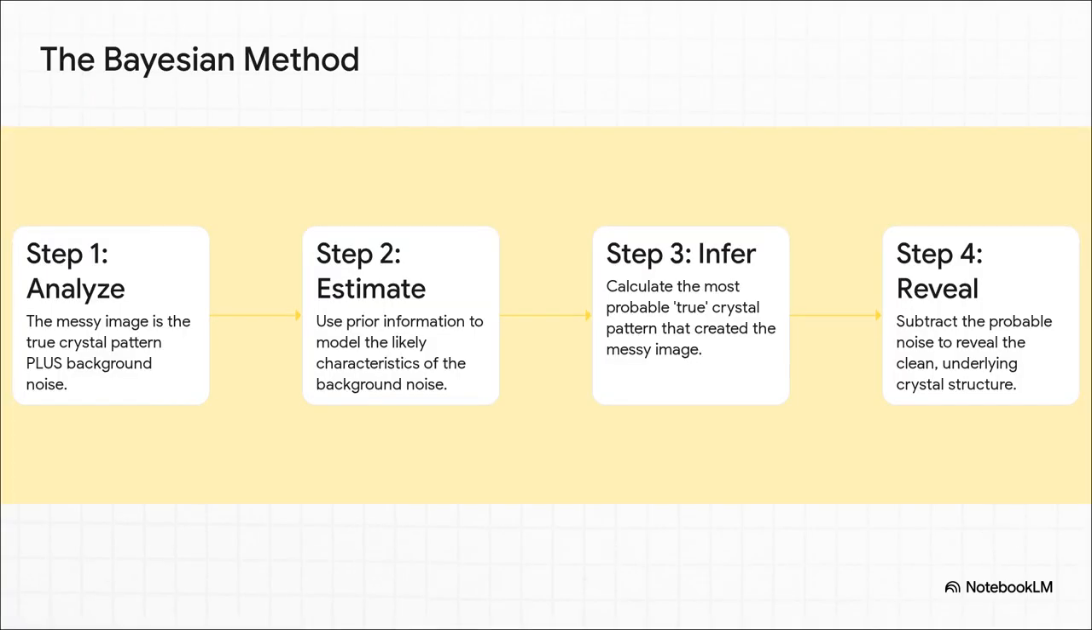So how does this actually work? Well, it's a 4-step process, and it's way smarter than just hitting delete on the noise. First, you analyze the messy image, right? Recognizing it's a mix of the true signal and all that background junk. Then, you use what you already know about the physics to estimate what that noise probably looks like. But here's where the magic really happens. Based on that noise model, you calculate the most probable true crystal pattern that would create the messy image you see. And once you have that, boom, you can subtract that probable noise, and what's left is the clean, beautiful underlying structure. It's so elegant.